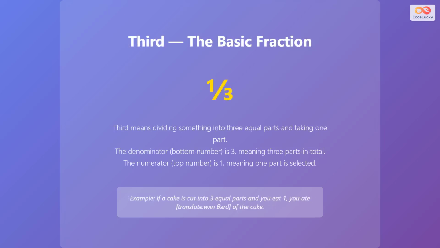Third is written as 1/3. It means dividing something into 3 equal parts and taking one part. The denominator is 3, showing we have 3 equal parts. The numerator is 1, showing we take one of those parts. If a cake is cut into 3 equal pieces and you eat one piece, you have eaten 1/3 of the cake.